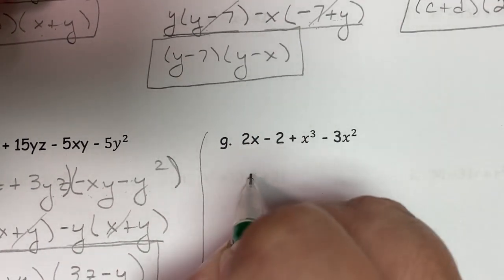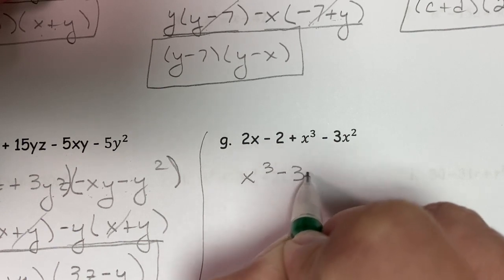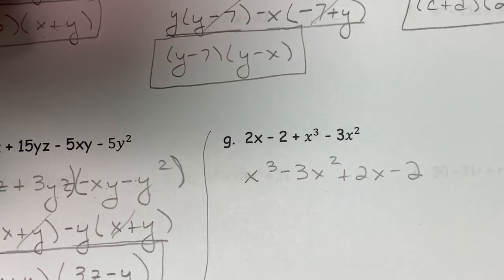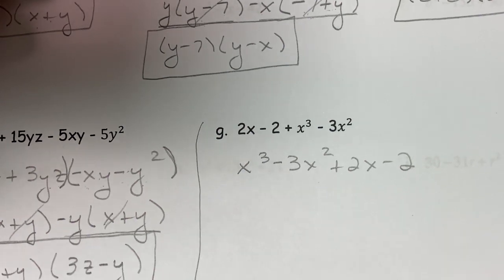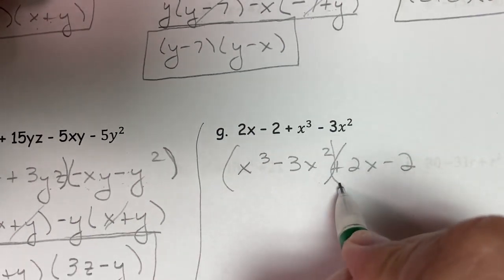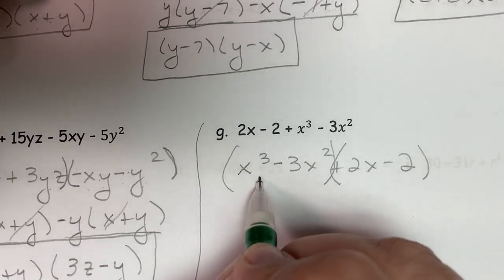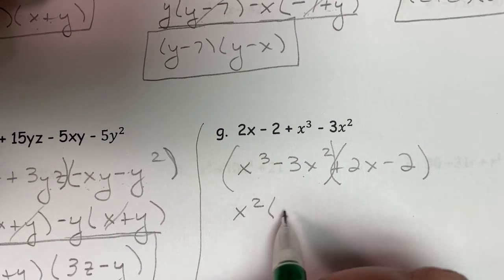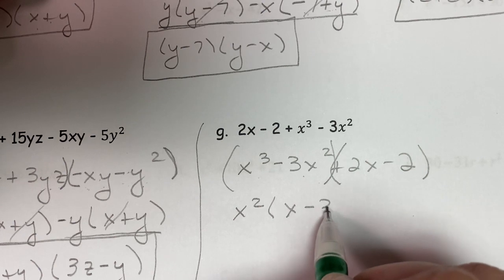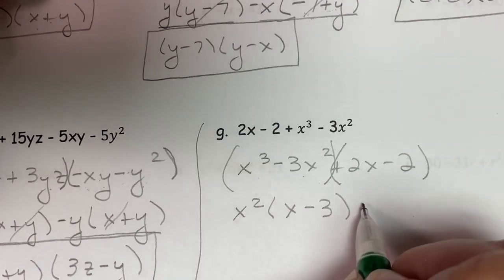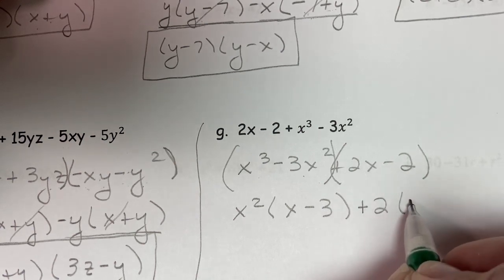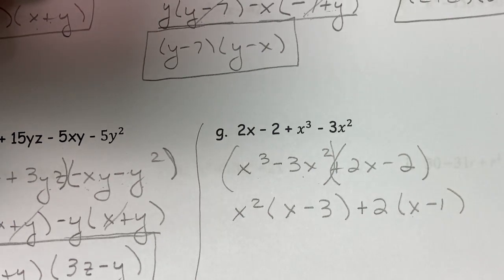Okay, I'm going to arrange it in descending order of the exponents. Again, as I said earlier, you don't have to, but it just makes me feel a little bit more comfortable, so I'm going to go ahead and do that. I'm going to group them 2 and 2. What comes out of this first group? An x squared, which is going to leave me with x minus 3. And what's going to come out of this second group is a 2, and that leaves me with x minus 1.